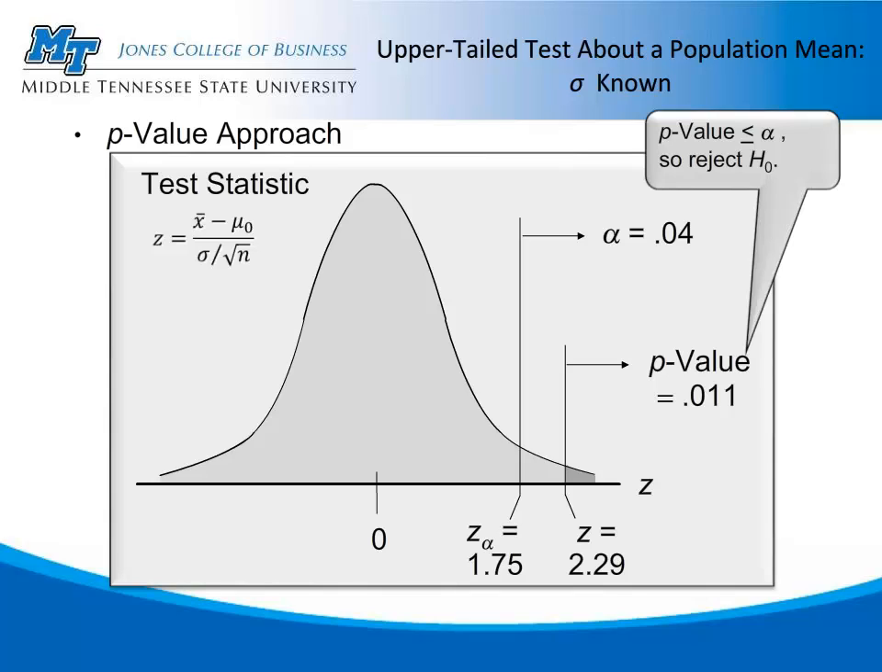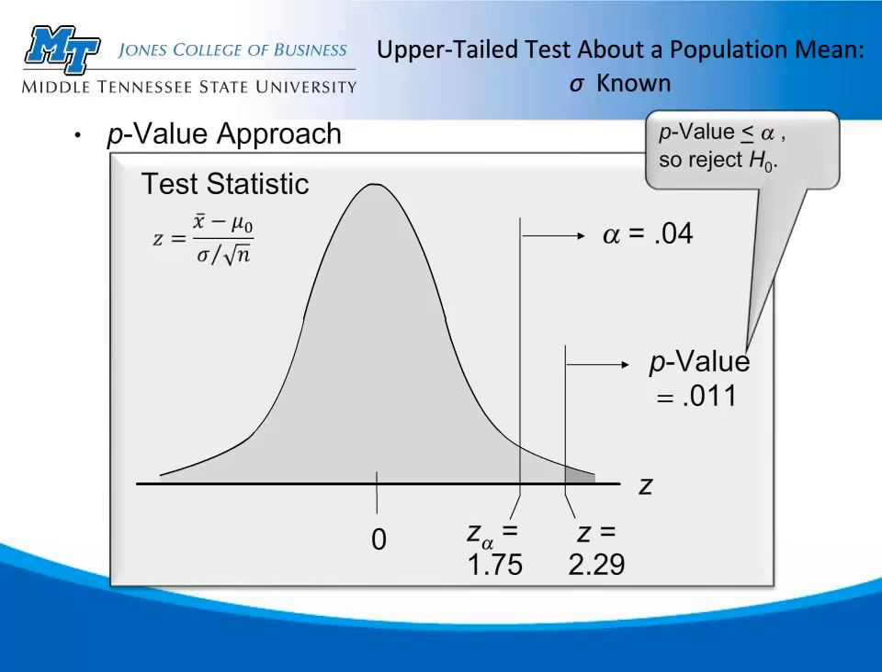You get the 0.011. Now in this particular example, alpha is 4%. But you compare the p-value to alpha. They're both probabilities, so you can compare them directly. The 0.011, the p-value, is smaller than alpha 0.04, and that tells you to reject the null.